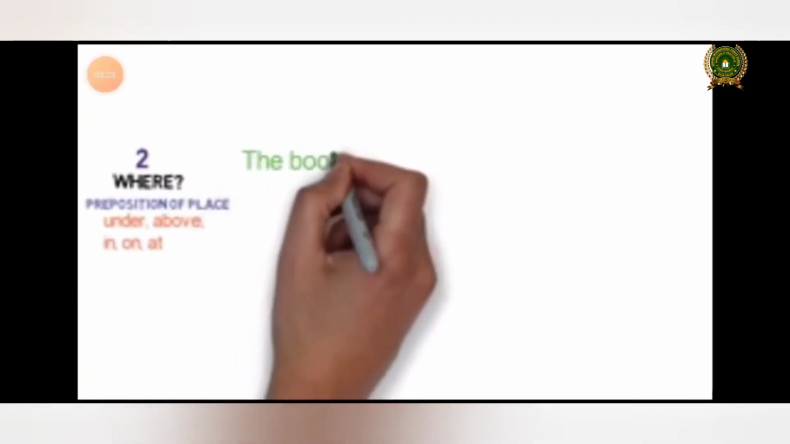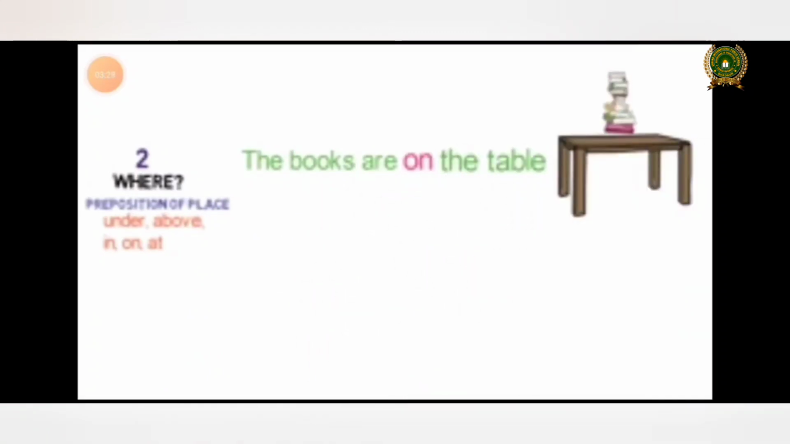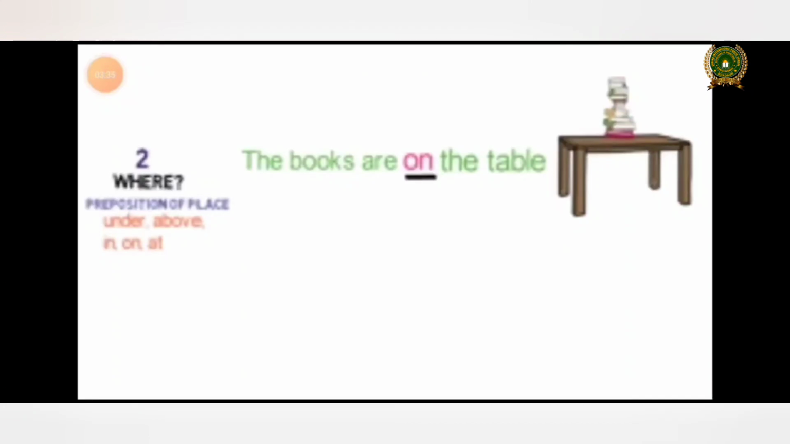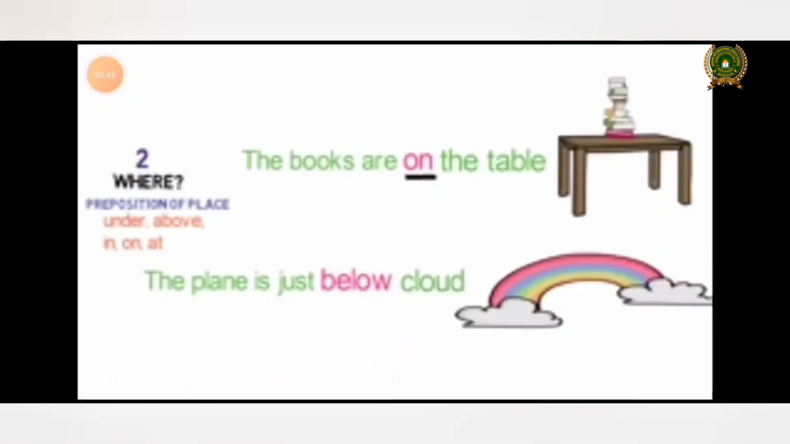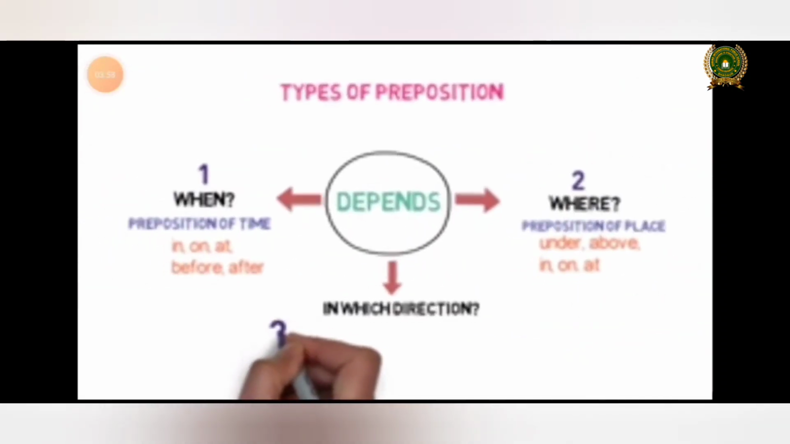So we will understand it now with the help of an example, then it will be very clear to you. So let's see. The books are on the table. So where are the books? On the table. So on shows where the books are. So it shows place. So this is the preposition of place. Okay, let's see the second example now. The plane is just below the cloud. So where is the plane? Just below the cloud, because below is written in the context of the plane and cloud. So accordingly we will use the prepositions.